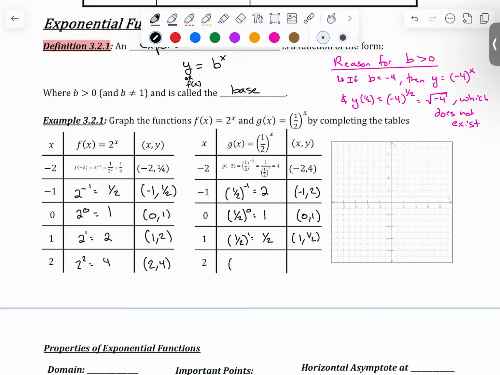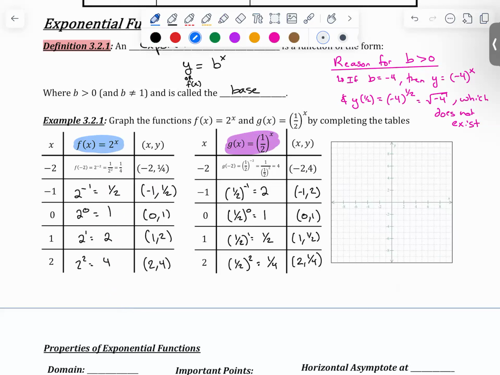And last but not least, we'll have 1/2 squared, which is 1/4. So we have the point 2 comma 1/4. It's quite interesting that the x coordinates and y coordinates flip with those points. And so let's go ahead and graph them. I'm going to graph the first one in blue and the second one in purple.